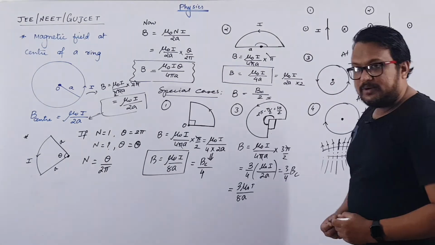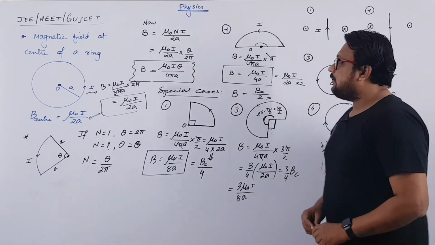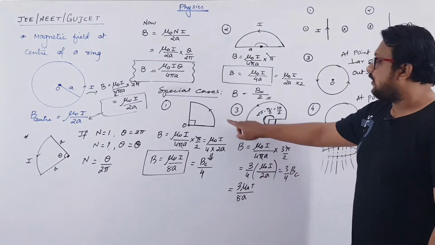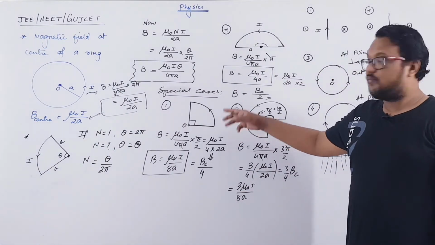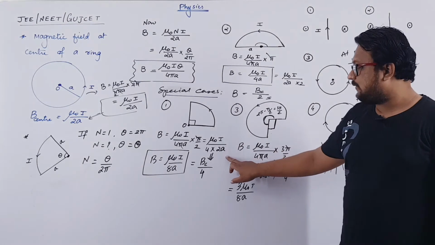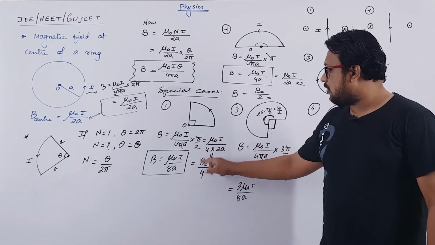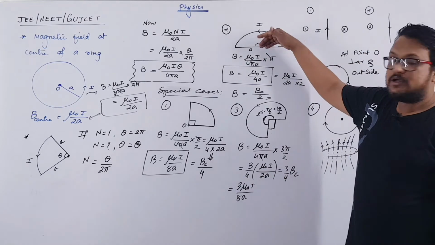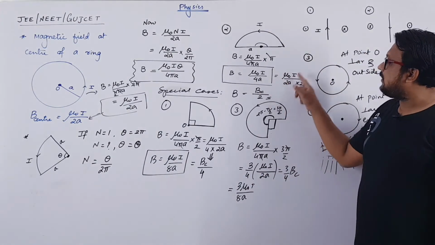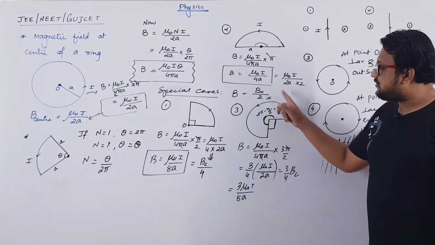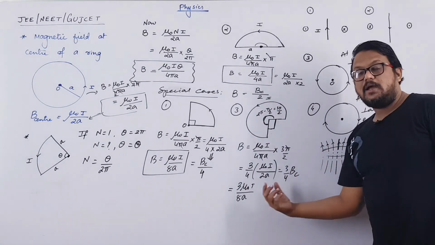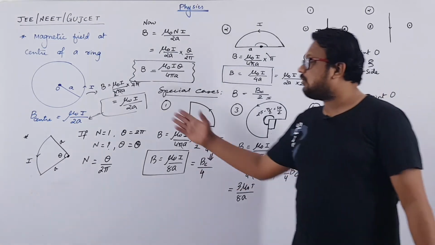So how to remember? For a complete circle, it is mu naught I over 2A. This is 1/4 of the circle, so 1/4 of mu naught I upon 2A. This is half of the circle, so half of mu naught I over 2A. This is 3/4 of the circle, so you can remember 3/4 of mu naught I over 2A. And for the complete circle, obviously it is mu naught I over 2A.